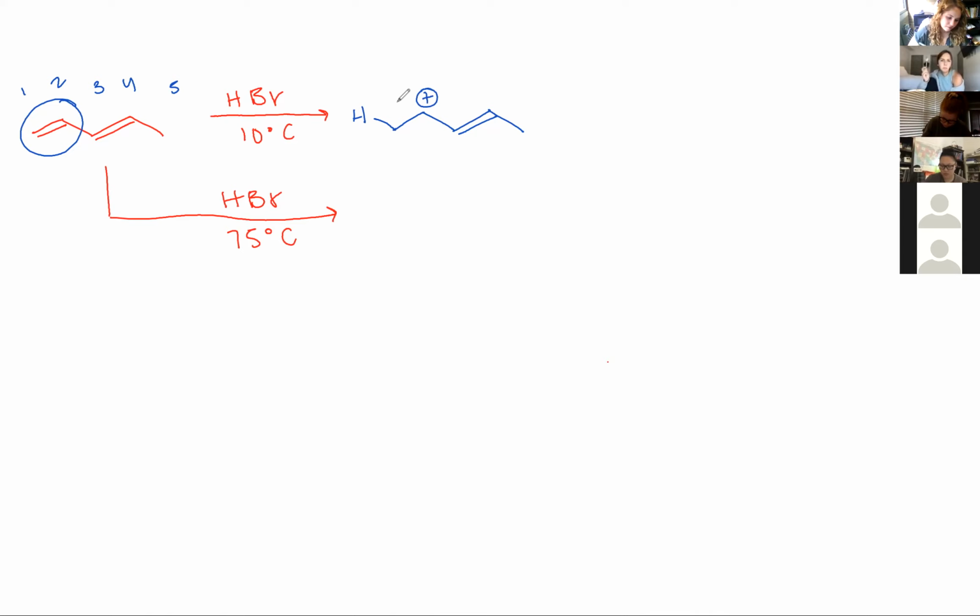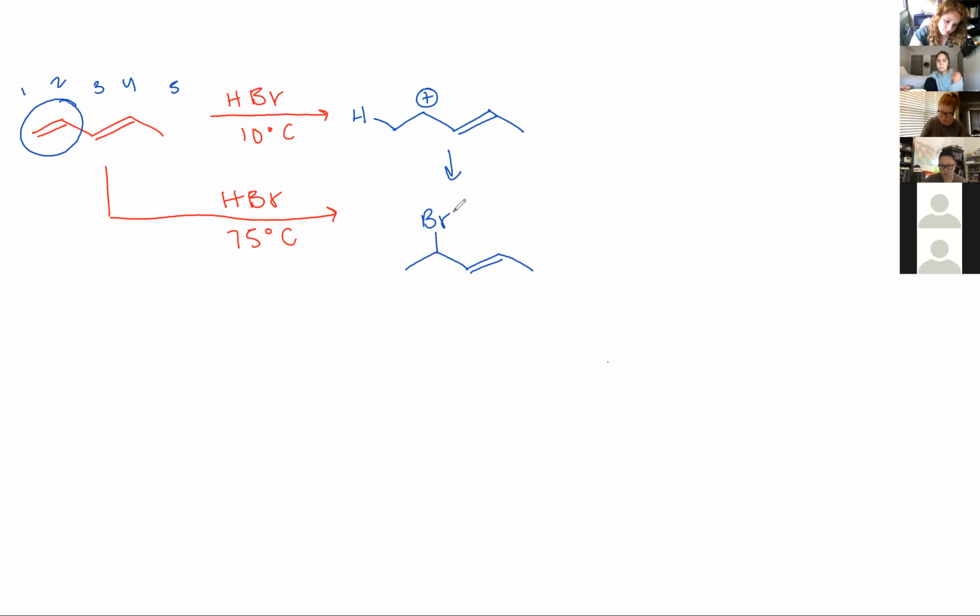And if we were to draw out the product, I'm going to draw it here, so we'll have to take our other reaction down lower. Our product from this carbocation would put the bromine here, right? Because the bromide is then going to attack the carbocation.